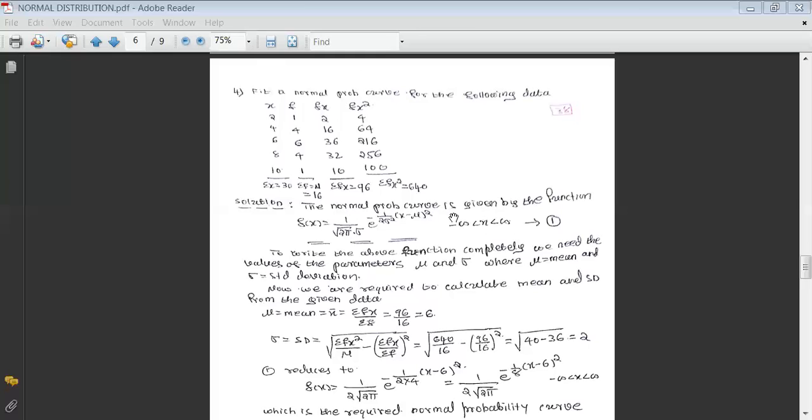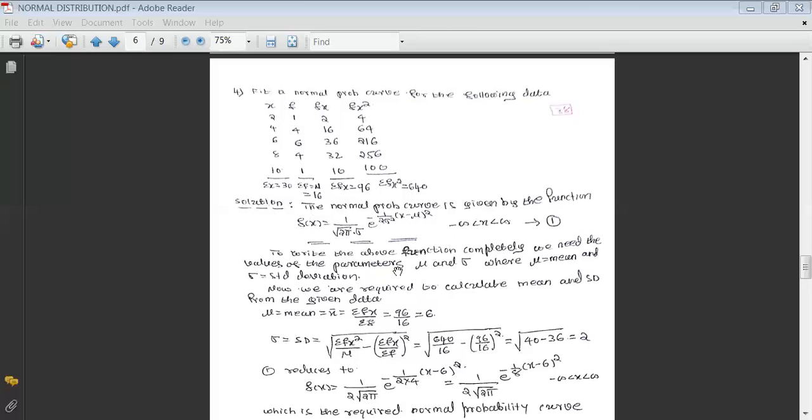We know that the normal probability function is given by f of x equals 1 upon root 2 pi sigma e raised to minus 1 upon 2 sigma square into x minus mu whole square. Once you plot this function, you are going to get the normal probability curve. That's why we have said the normal probability curve is given by the function f of x equals 1 upon root 2 pi sigma e raised to minus 1 upon 2 sigma square into x minus mu whole square, where x lies between minus infinity and plus infinity.